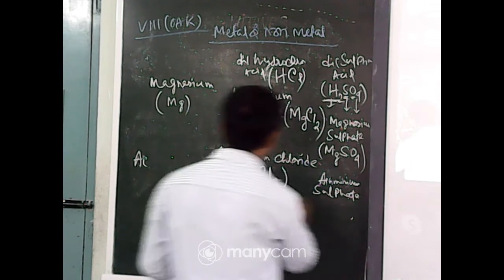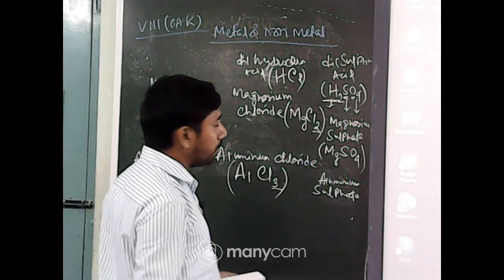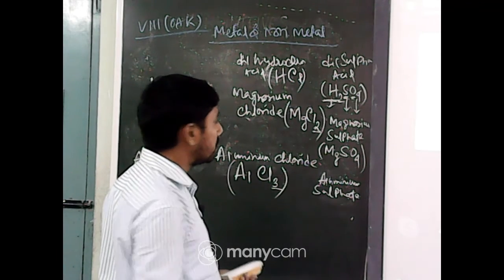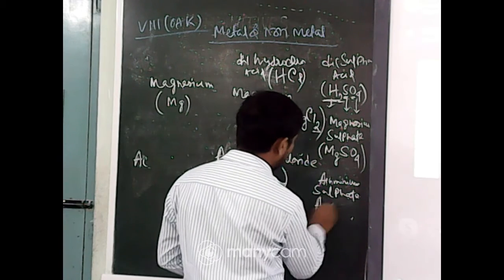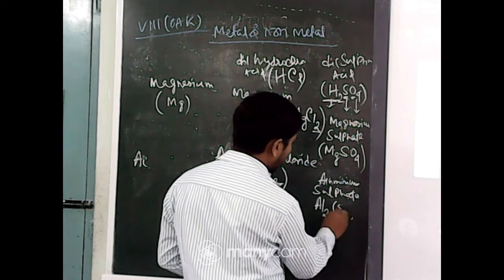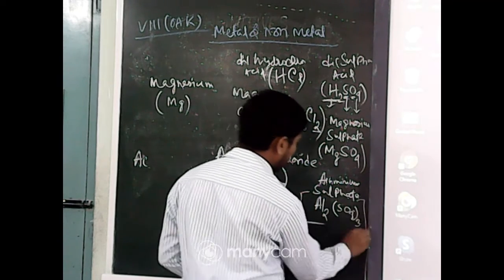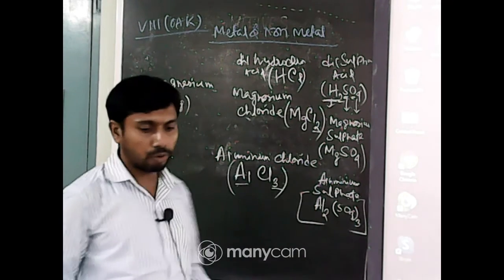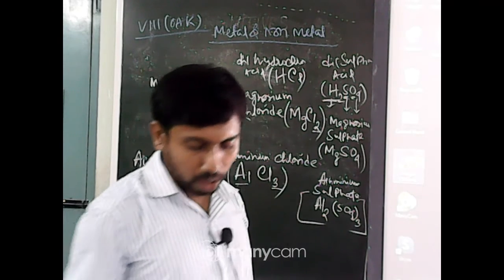These two indicate the valency of the metal. So aluminium sulfate is Al2(SO4)3, Al2(SO4)3. Next, iron.